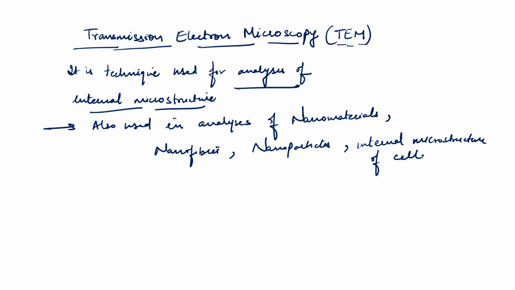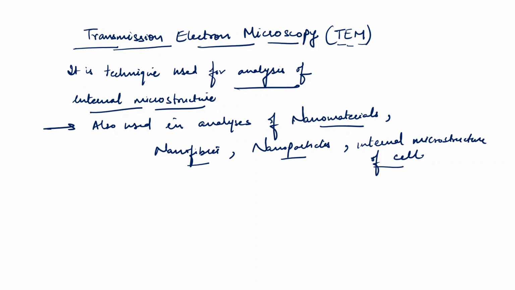So starting now with TEM, why are we using TEM? TEM is a technique used for analysis of internal microstructure, the internal structure of something. It is also used in the analysis of nanomaterials, that may be nanofiber, that may be nanoparticle, that may be internal microstructure of the cell. So for the smaller size particle, the nano size particle, we usually use TEM, that is transmission electron microscopy.